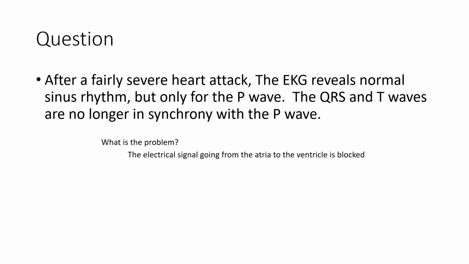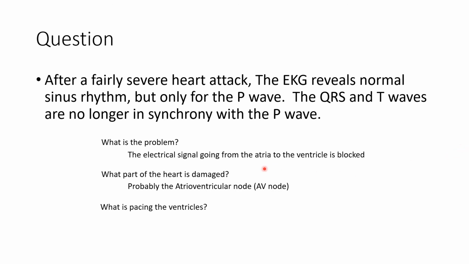Well, it's probably the electrical signal going from the atria to the ventricle is blocked because we're getting a normal P wave, but then this QRS and T wave, they're slower. They're no longer in synchrony with the P wave. So what part of the heart could be damaged? Well, going from the atria to the ventricle, that's the atrioventricular node. So it's likely that that's damaged.